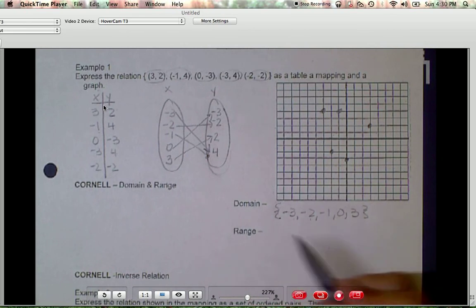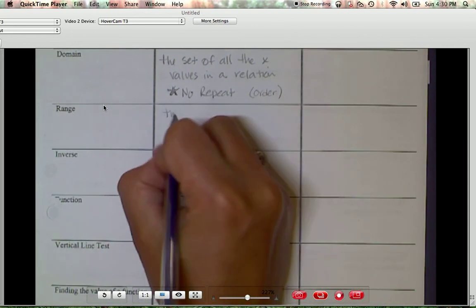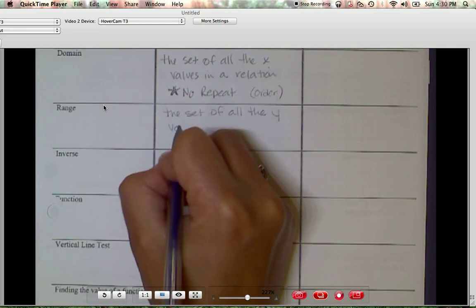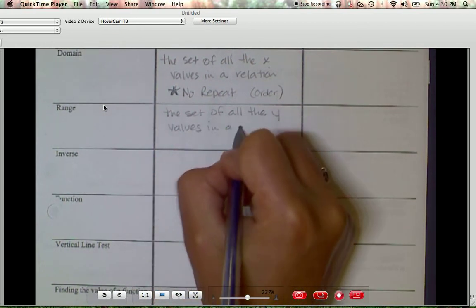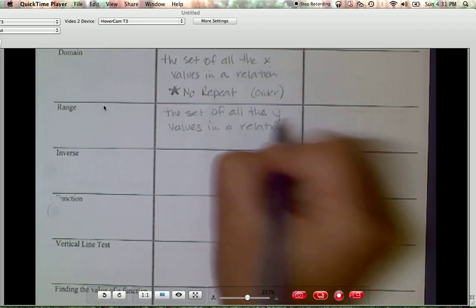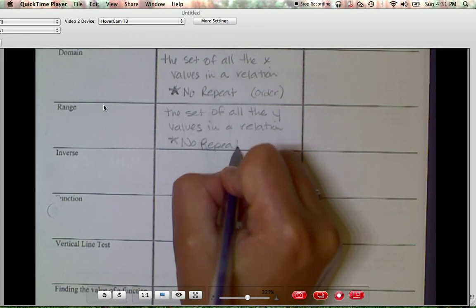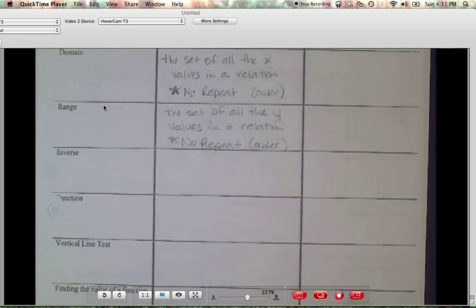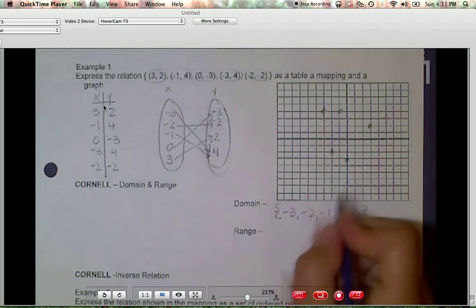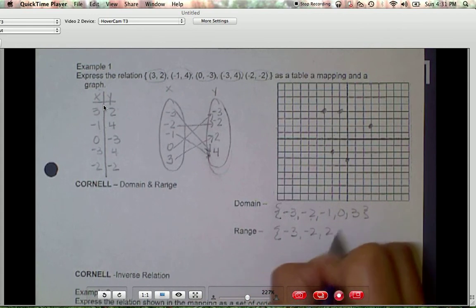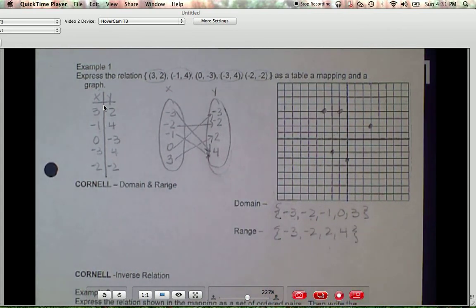Your range, exactly the same thing, but the y values. So the set of all the y values in a relation. And again, no repeat. And we generally put them in order. Okay. So the range, go to the mapping, that's the easiest place. -3, -2, 2, and 4. Pretty easy. Okay. One more definition today.